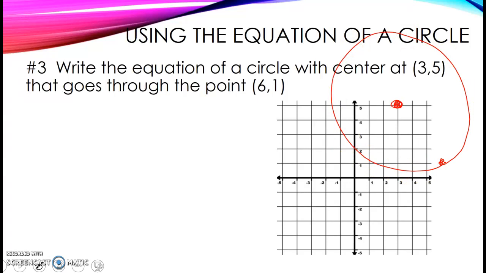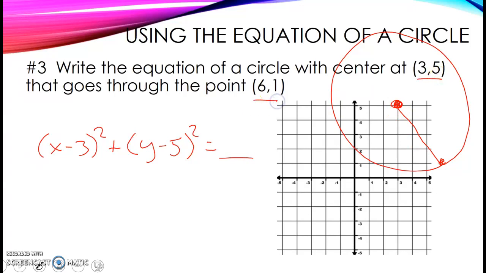Well, I know my equation is going to be x, and then I move 3 units to the right, so it's going to be x minus 3 squared. Plus, I know my y is 5 units up, so it's going to be y minus 5 squared. But what I don't know is what the radius is. So I've got to calculate that distance. And so we've done something like this earlier in the video. We have to calculate the distance between these 2 points.